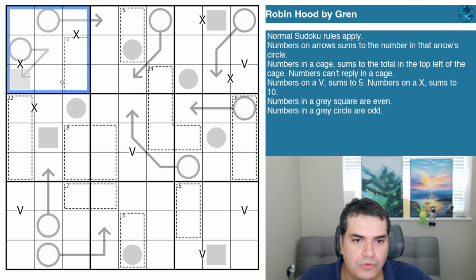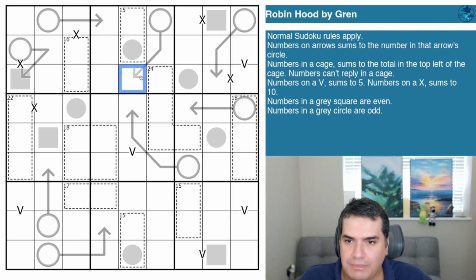Numbers on arrows sum to the number in the arrow circle. So if we take this arrow, for example, it means these two cells sum up to a value, and that value will be placed in this cell within the circle. And you've got many examples of these arrows peppered throughout the entire grid.